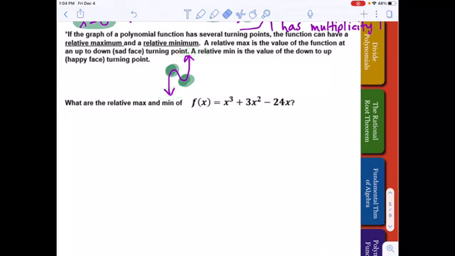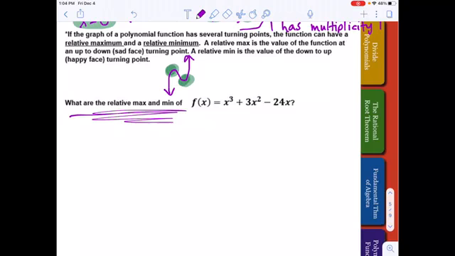So it's just relative. These are important because when we're graphing something in a real world situation, a lot of times where it changes directions are the important points to look at. So I'm going to show you how to find the relative max and min using your calculator.